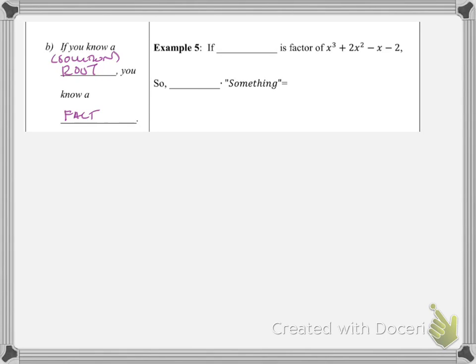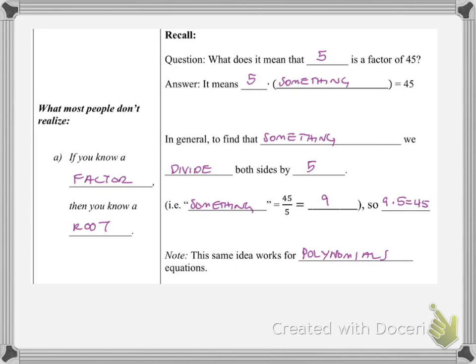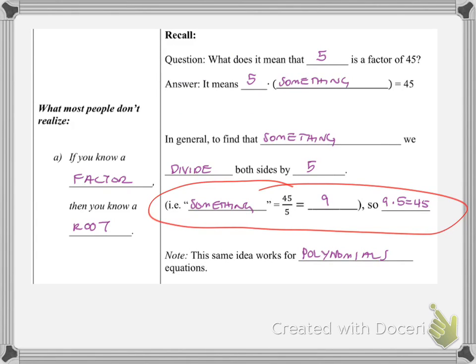So let's say x minus 1 is a factor of this third degree polynomial here. Then that means x minus 1 times something will equal x cubed plus 2x squared minus x minus 2. And that something is going to equal x cubed plus 2x squared minus x minus 2 divided by x minus 1. So again, it's the same process we did with that row number.